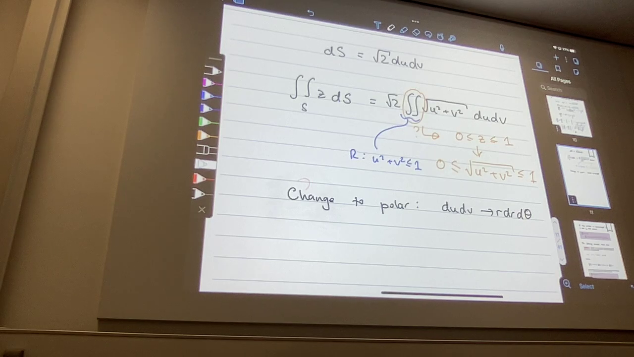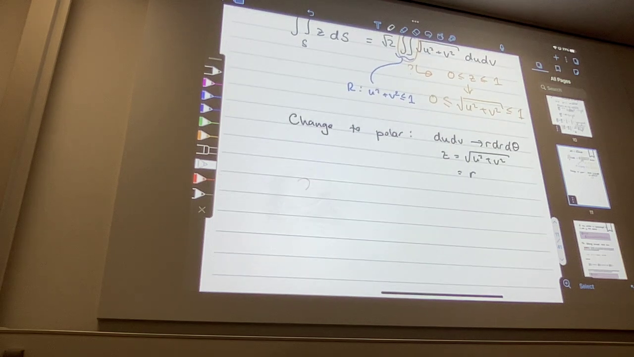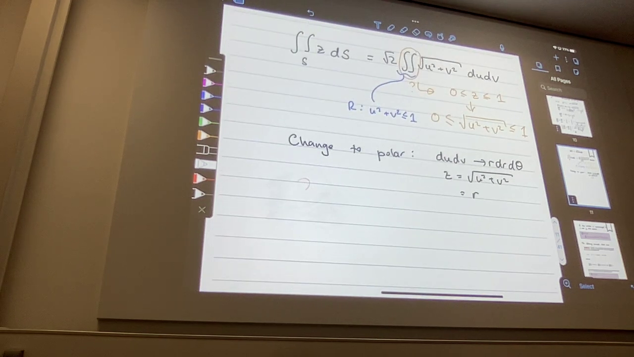And if we make that change, then our z, which is equal to u squared plus v squared, will be equal to just r. Okay, we're nearly there. Just keep going. So this whole thing is just equal to, here's my root 2, don't forget about that, and it's my integral of r, so this is my z, and then times r dr d theta. So that's gone there. This is from there.